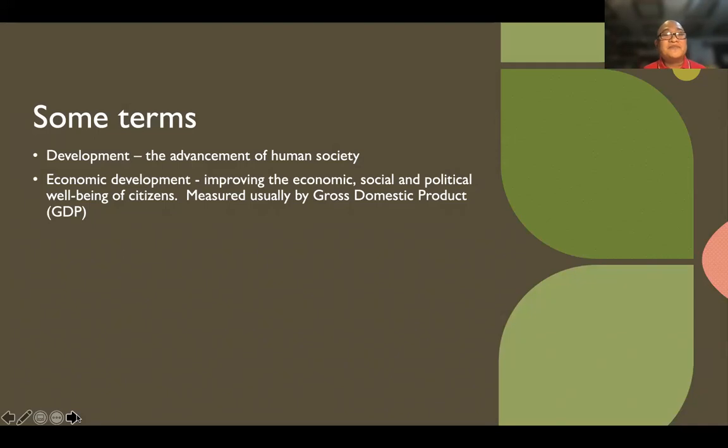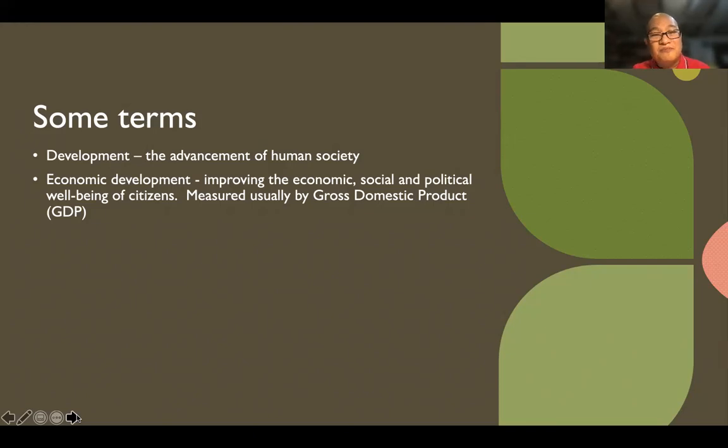And so let's define some terms which are always in the media, especially if the media deals with science and technology issues, and also with respect to our daily life when the newspapers and the media would report on economic development. And so let's define what development is. It's actually simply the advancement of human society.